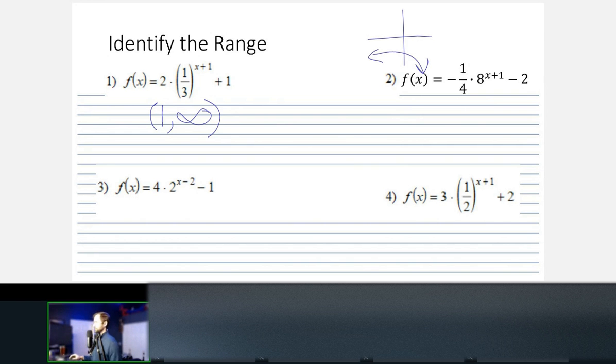So the smallest y value, like all of you are saying, is negative infinity. And then the largest it gets to would be -2 without actually touching it. So that is the range for number two. What is the range for number three?